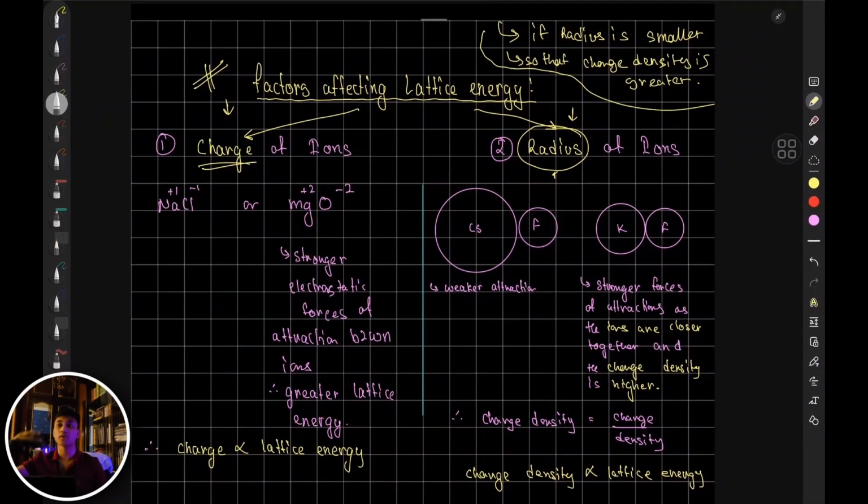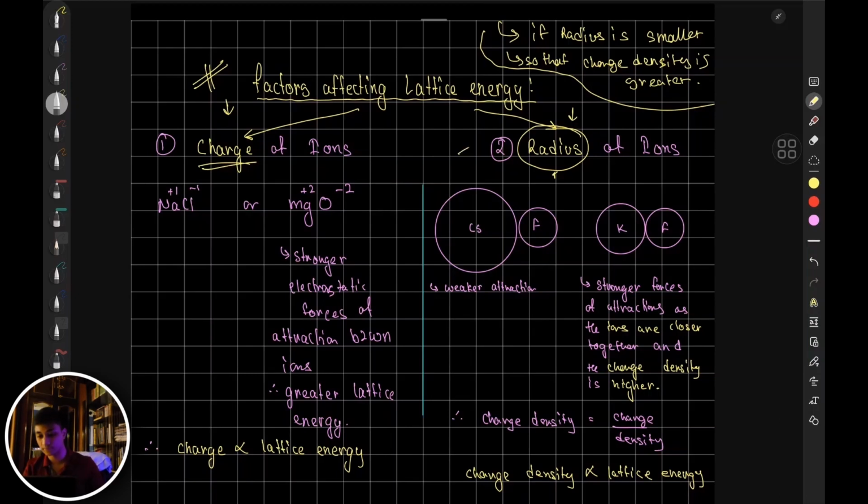If the charge is even greater, that's even better, because the attractive forces are going to be much higher and it's going to release more energy, giving you a much more stable compound, a much more stable ionic compound.